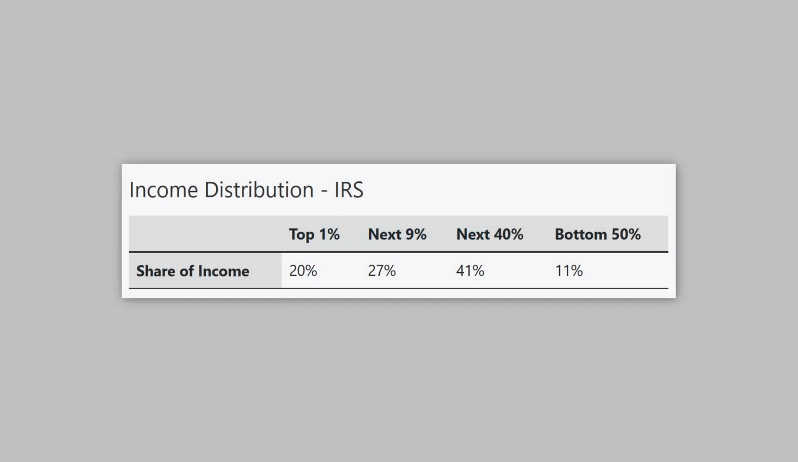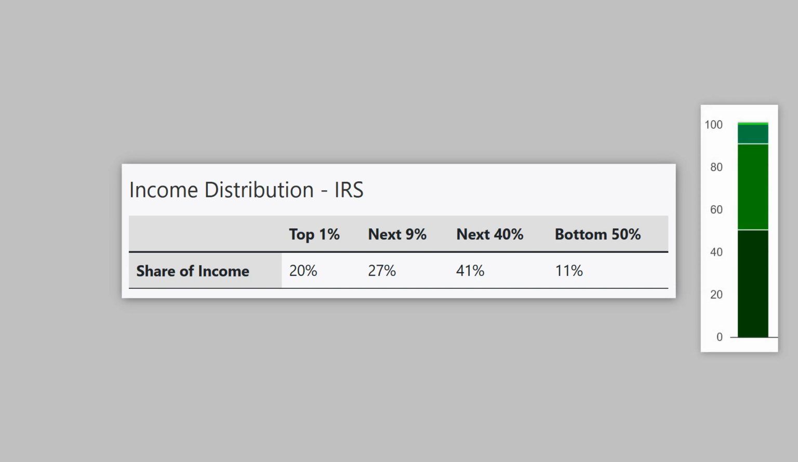This table shows the distribution of income according to the IRS data for 2019. It is divided according to selected percentiles of income. It starts with the top 1% and then the next 9%. Together, these make up the top 10%. The next 40% is those who are from 50 to 90% of the distribution, and last is the bottom 50%.